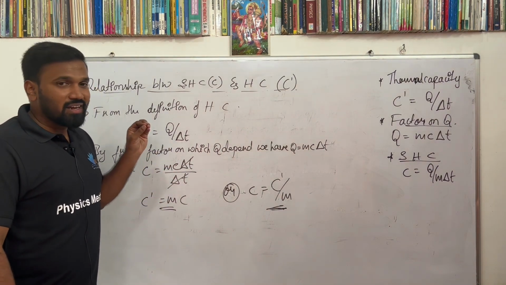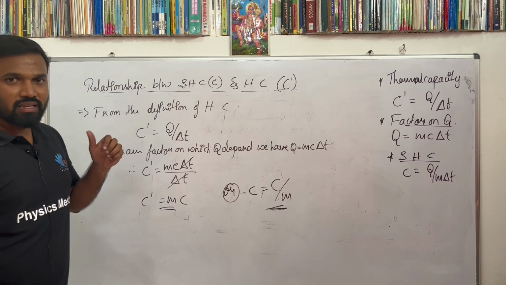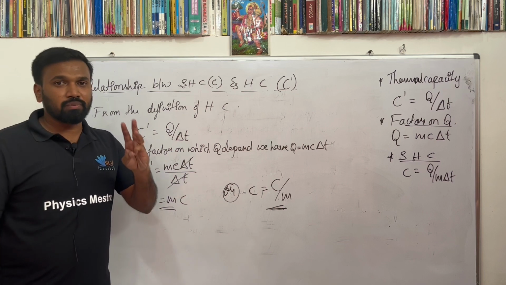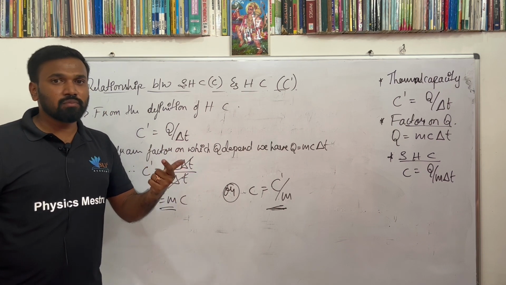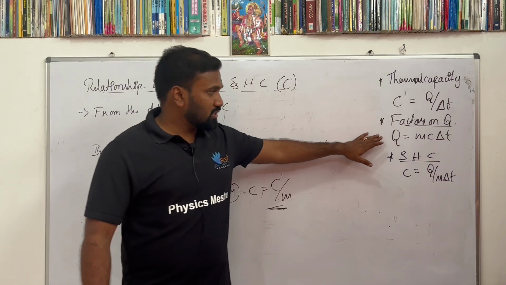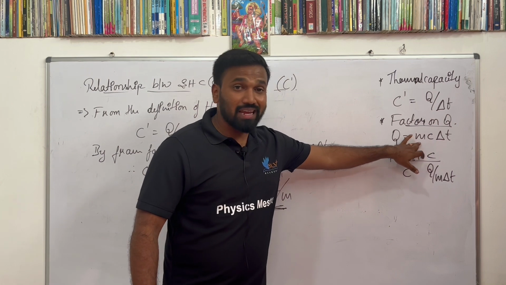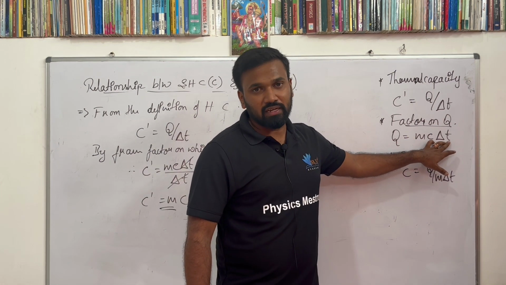So far we discussed 4 concepts. One is factors affecting the heat energy absorbed to raise the temperature. It depends on 3 factors: one is the mass, second is the change in temperature, and the third is the nature of material. There we got one equation, Q is equal to MC delta T, where M is mass, C is specific heat capacity, and delta T is the rise in temperature.